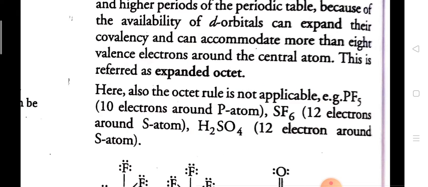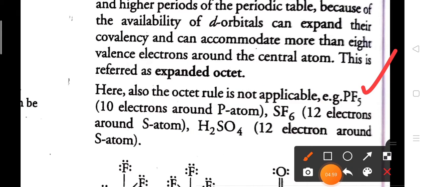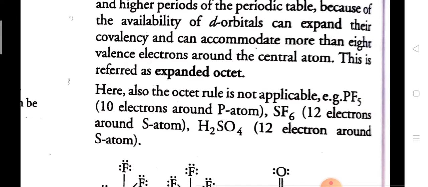Here you can see PF5, this is an example. It will have 10 electrons around P, not an octet. So it violates the octet rule. Another example is SF6, so 12 electrons around the S atom. This also violates the octet rule. Another example is H2SO4, so you can see there are 12 electrons around the S atom. These 3 examples show that the octet rule is not followed, as they accept more electrons than the octet.